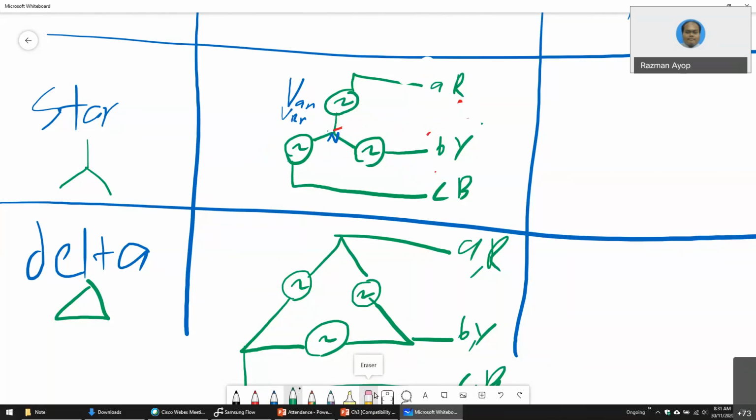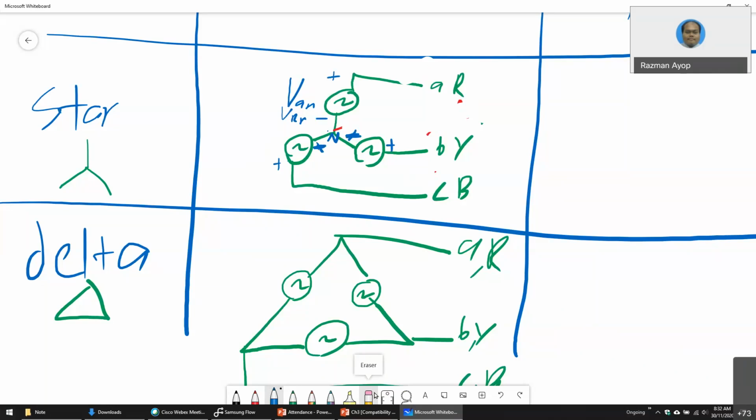Don't forget the positive and negative. For neutral, always put it on the negative side. Always negative and neutral. This one is also negative. Negative. This one is positive.